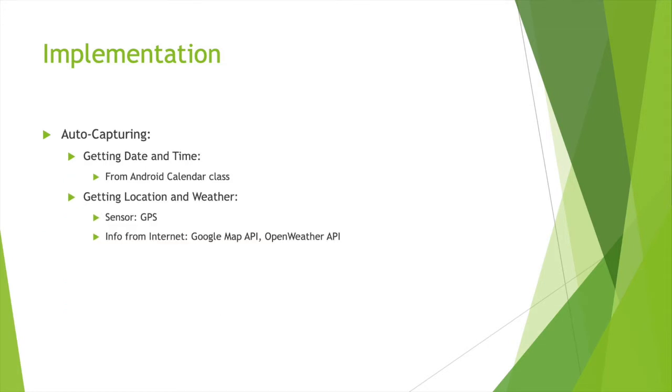Lastly, auto-capturing mainly captures date and time, location, and weather. Date and time are simply captured from Android calendar class. Then location and weather are collected based on GPS coordinates, which is read from the device GPS sensor. When the app gets GPS coordinates, it will then query Google Map via API to get the physical address, which is our location. As for weather, again, when the app gets GPS coordinates, it queries an API provided by OpenWeather to get the weather information, which is then displayed in the app.